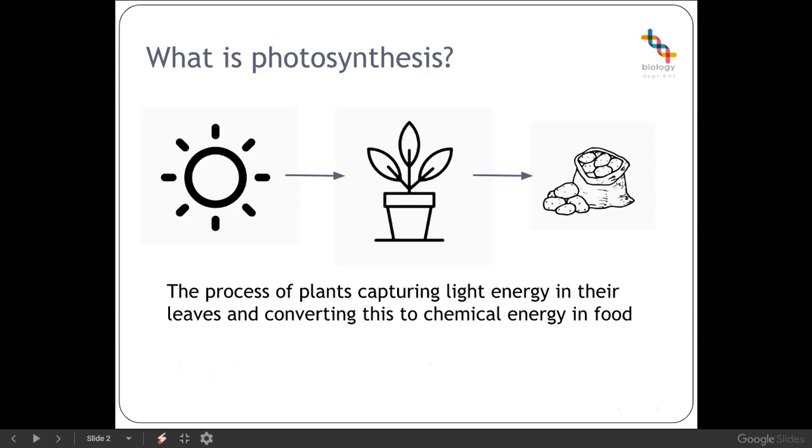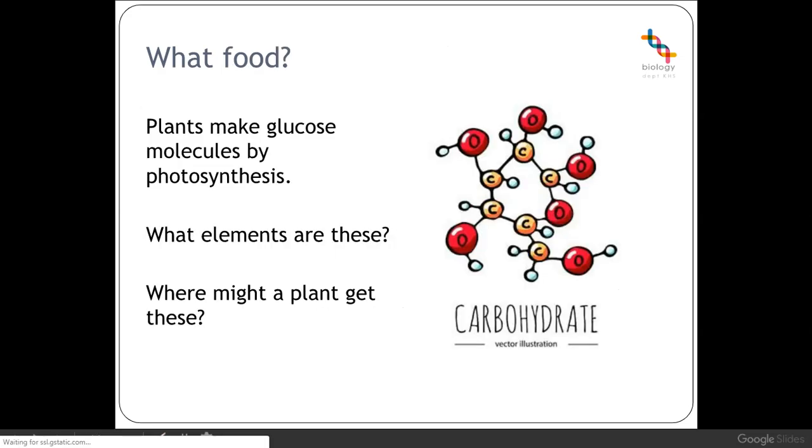Really, it's the process of plants capturing the light energy from the sun in their leaves, and they convert this to chemical energy in food. So essentially what plants are actually doing is making glucose molecules by photosynthesis, and this is a very simplified model of a glucose molecule here. And we can see we've got a few different elements in there. We've got some carbons, we've got some oxygens, and these little blue guys over here are some hydrogen molecules.